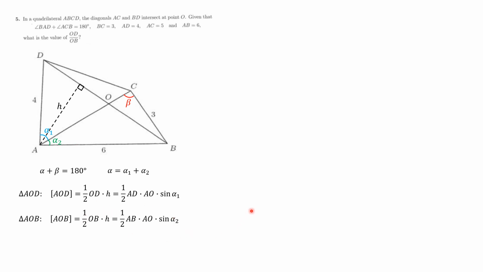Now, if I take the ratio of these two areas, you see that I will end up with OD over OB, and that's exactly what I need to find. So OD over OB, because the heights cancel out and the halves cancel out, is equal to AD times sine alpha 1 divided by AB times sine alpha 2, because AO cancels out. We know the lengths of these sides, so it's 4 and 6. So OD over OB equals 2 sine alpha 1 divided by 3 sine alpha 2. So if I know these values, then I'm done.